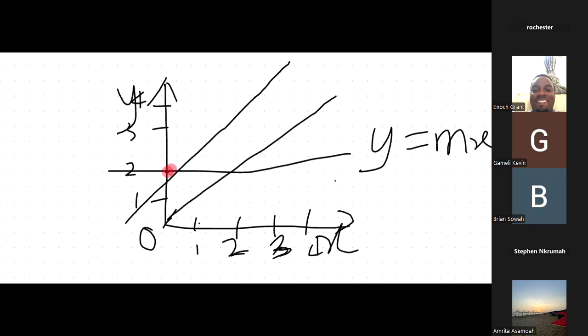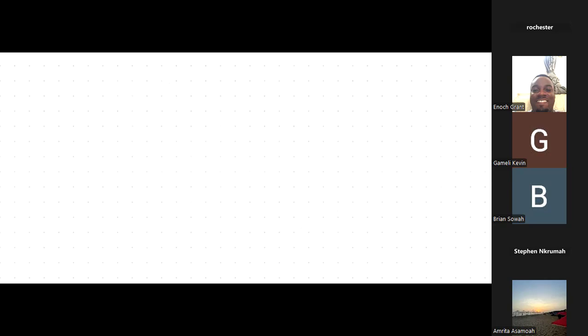Good. Now let us see how we can find y is equal to mx plus c. This very one, y is equal to the one I've underlined here. So that is our next step. Good, let's go. I hope you can see my screen now.